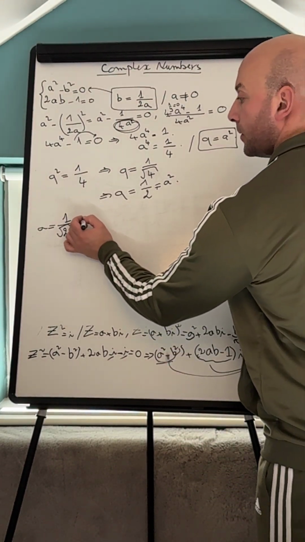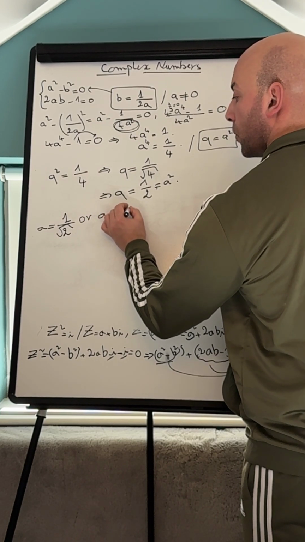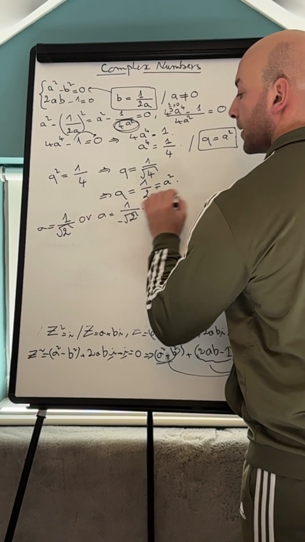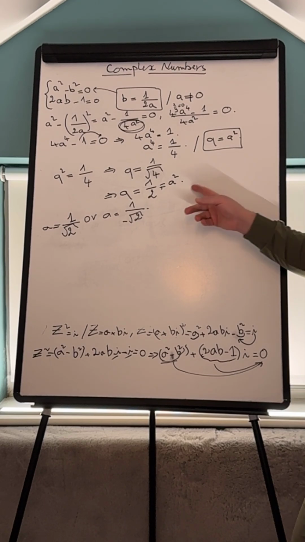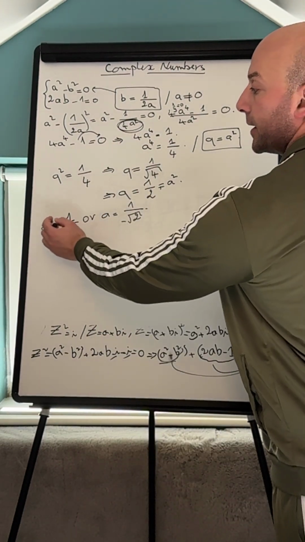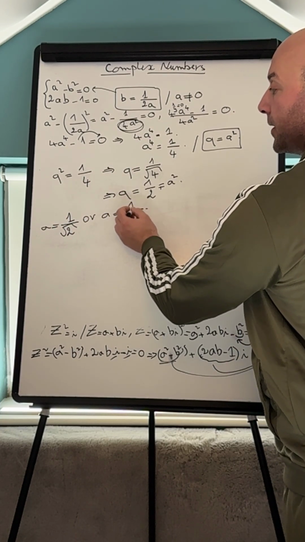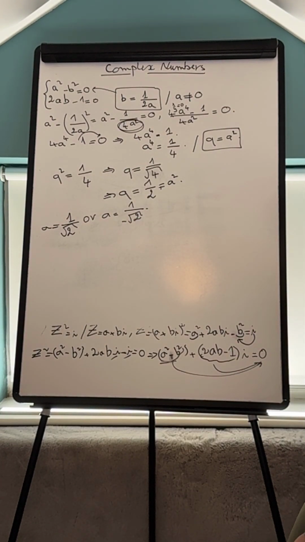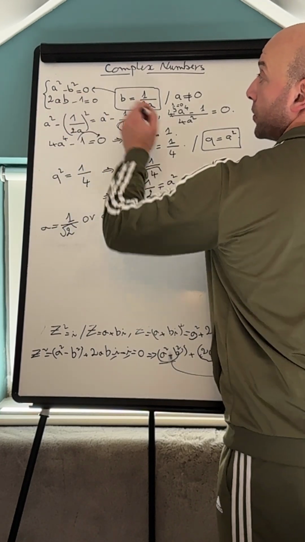Or a could be 1 divided by minus the square root of 2, because both of them give me the same a squared. Both of them give me a when I say a squared. If we square a here, it's going to be 1 divided by 2, or a squared here is also going to be 1 divided by 2, with the minus square root of 2.